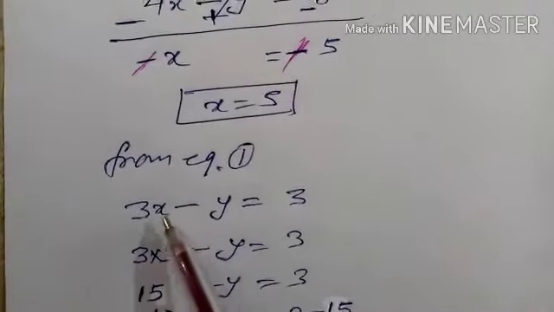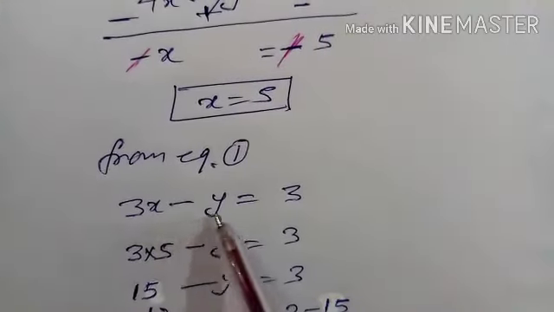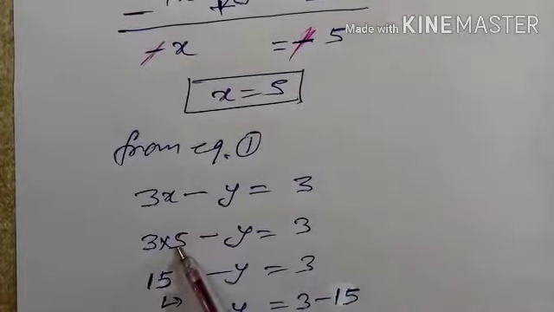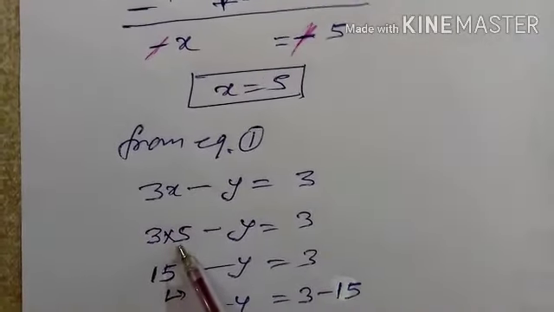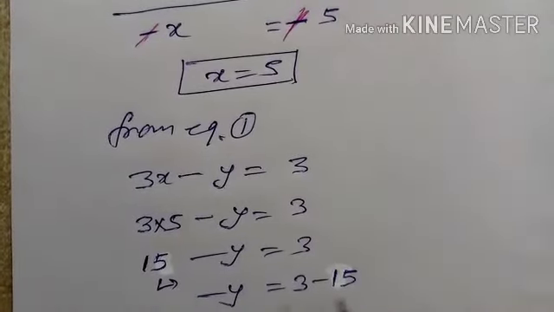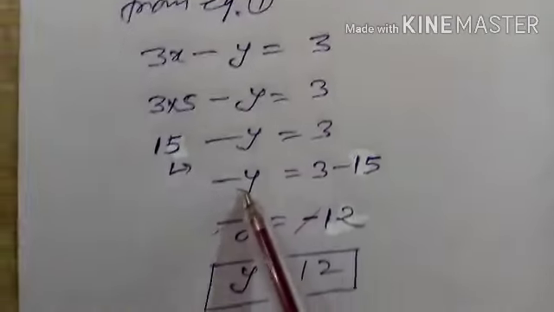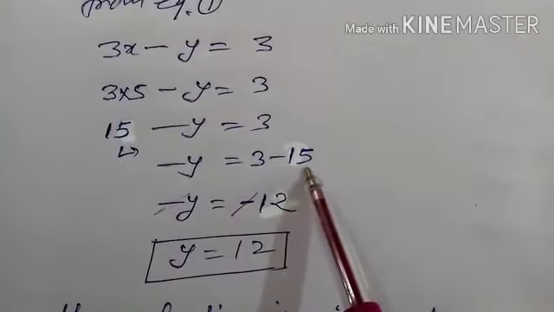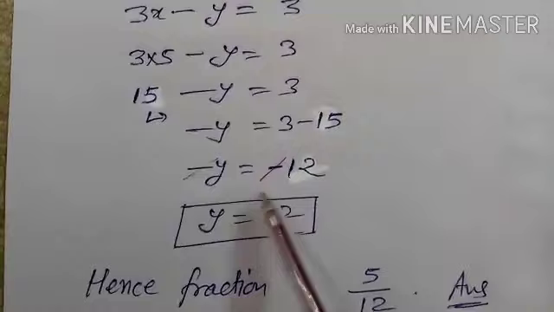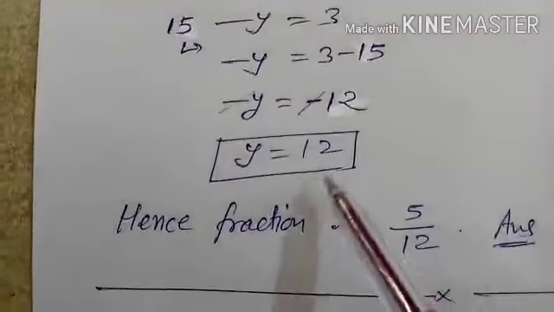So equation number 1 is 3x minus y is equal to 3. In place of x write 5. So 3 into 5, that is 15, and 15 transfer into right side, so it will be minus 15. So minus y as it is, 3 minus 15, their difference is minus 12. Once again minus sign cancel out, so y is equal to 12.